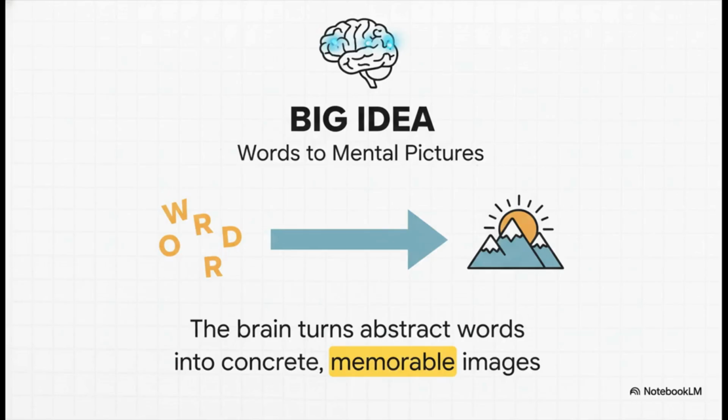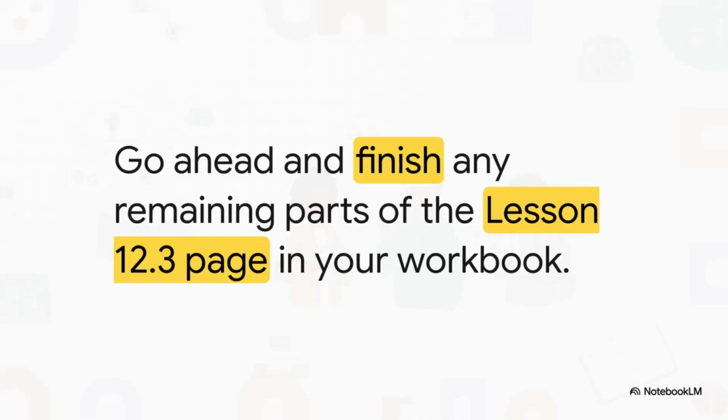Here's the big idea, the main takeaway from all of this. Turning words into pictures is how you store information more clearly in your brain. That's it. It's a small shift in how you read, but it can make a huge difference in how much you remember. All right, your last step is to just finish up any other parts of the Lesson 12.3 page in your workbook.